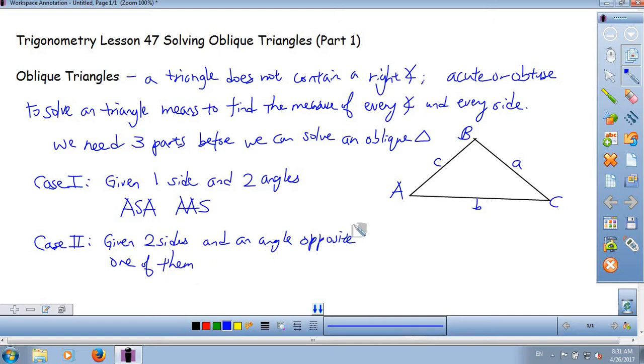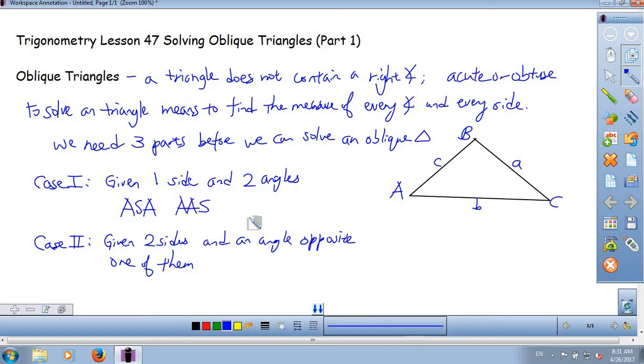Alright, so for example, if I'm given side little a and side little b here, and then I'm given angle A or angle B, that would be case 2. If I'm given side B and side C, and I'm given angle C or angle B, then that's case 2. Because if I'm given two sides, A and C, and I'm given angle A or angle C, that's case 2. But if I'm given angle A and angle C, side A and side C, then I'm given angle B. Angle B is in between the two sides, so that's not what we want in case 2.